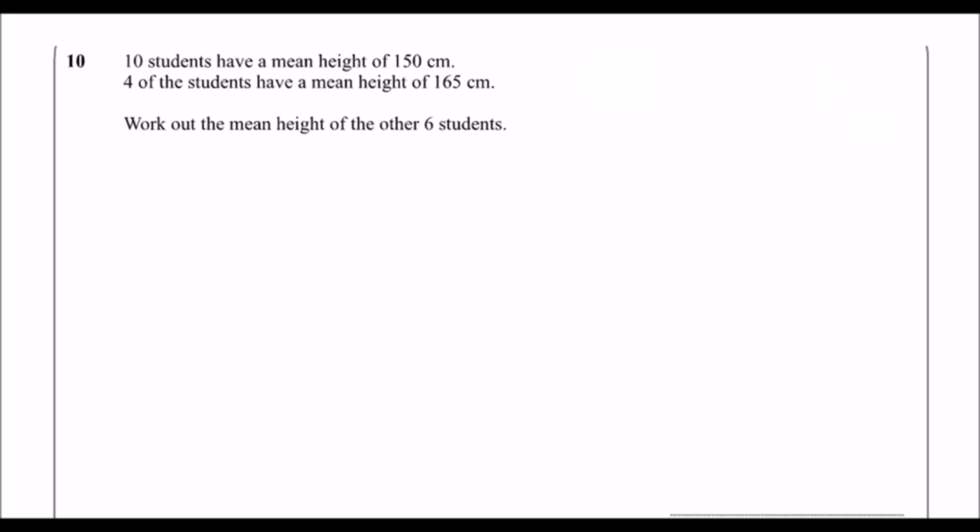Question 10. 10 students have a mean height of 150 centimeters. 4 of the students have a mean height of 165 centimeters. Work out the mean height of the other 6 students. So the mean is the sum, everything added together, divided by how many. In this question, we're being given the mean and how many, so we can use that information to find the sum, to find what they all add up to. So 10 students have a mean height of 150 centimeters. To find out what they add up to, it's the mean times how many.